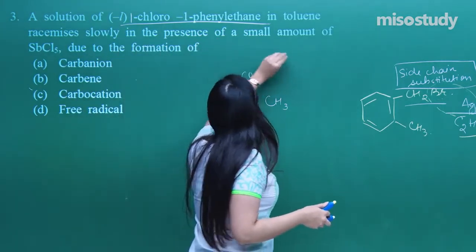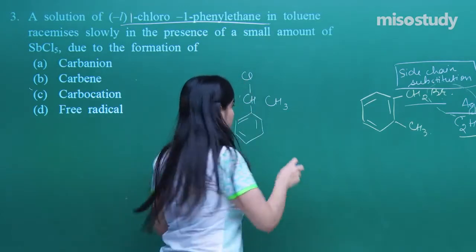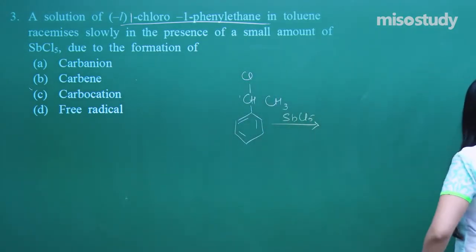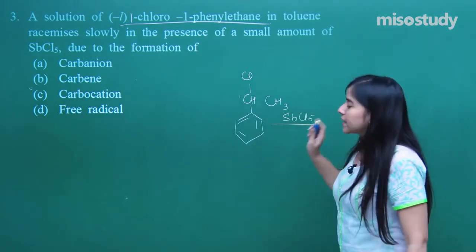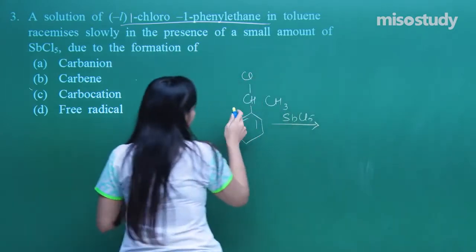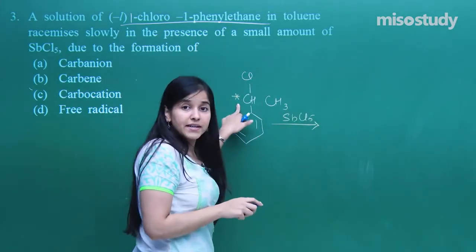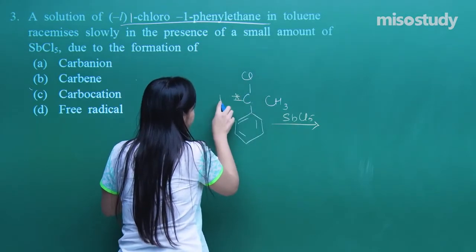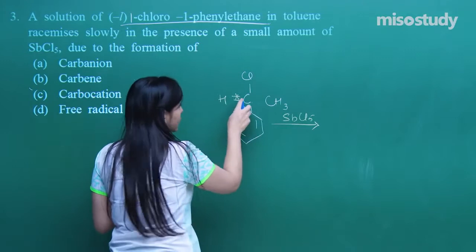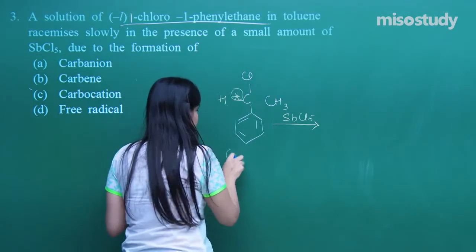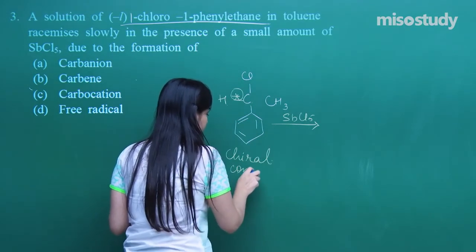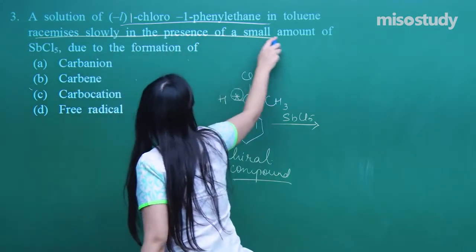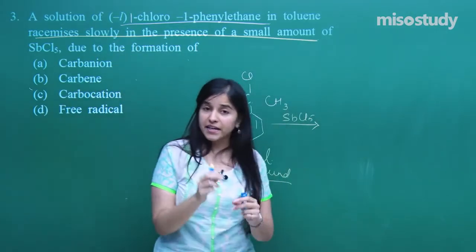Racemizes slowly in the presence of a small amount of SbCl5 due to the formation. So we want to react it with SbCl5. So let us just look at the concept over here quickly. Whenever there is a reaction which is having a carbon here, a chiral carbon. What is a chiral carbon? A carbon which is attached with all 4 groups different. Here I have got all 4 groups different, that means it is a chiral carbon, that is why I have marked it as star. So this is a chiral compound. And what happens here? It racemizes slowly in the presence of a small amount. What is racemizes? Creating a racemic mixture.